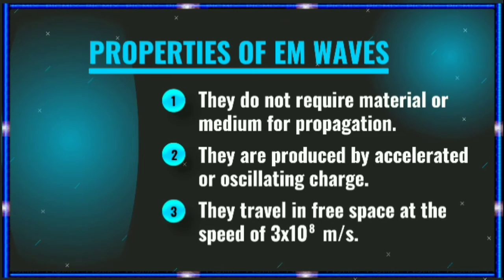And number 3, they travel in free space at the speed of 3 times 10 raised to 8 meters per second. This speed is the same as the speed of light. So light is also a form of electromagnetic wave. But the question is, can we make the speed of light faster? Well, the answer is no.